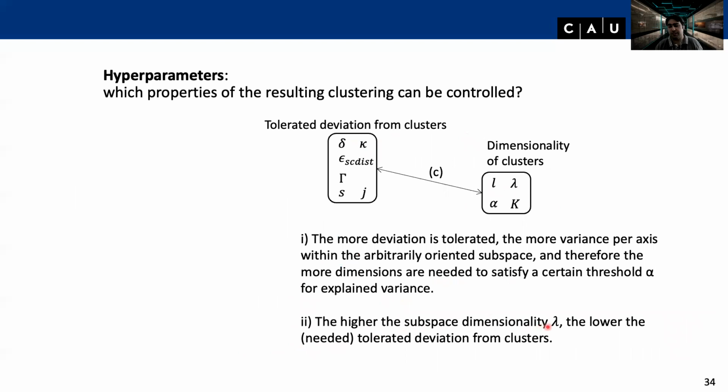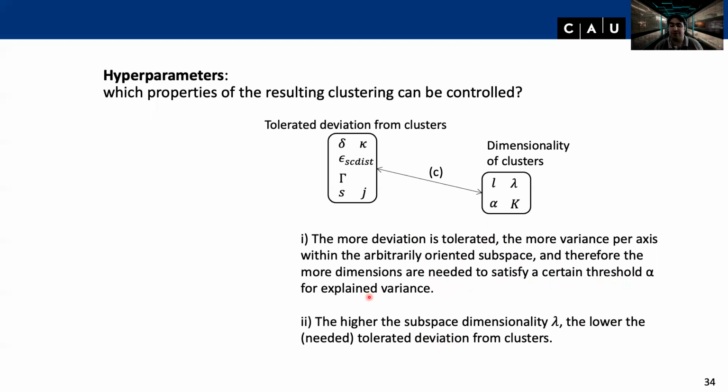So the higher the subspace dimensionality lambda, the lower the needed tolerated deviation, but also the more deviation tolerated, the more variance per axis, and therefore more dimensions are needed. And about these more dimensions that are needed to satisfy a certain threshold, this is something you will see in the upcoming slides of a different chapter.